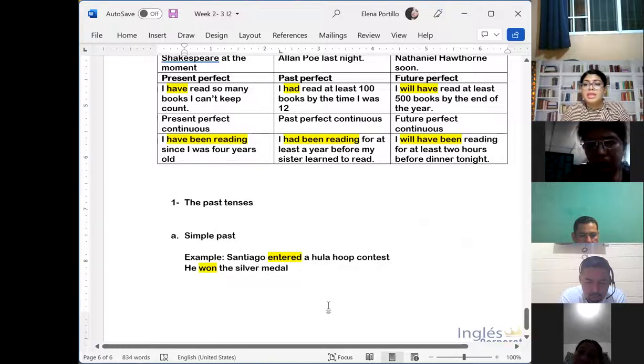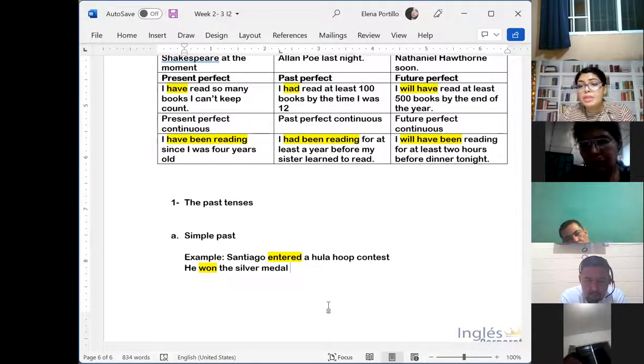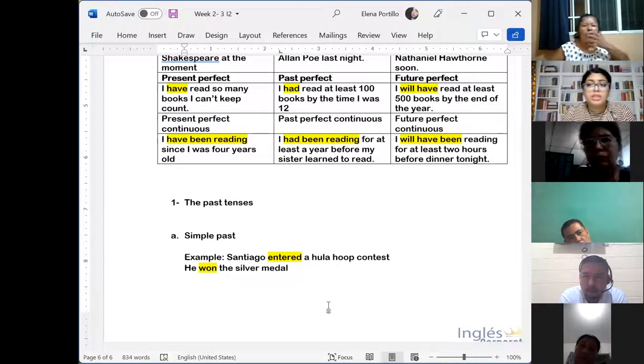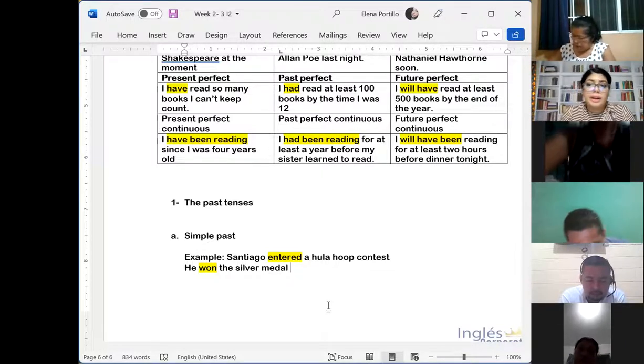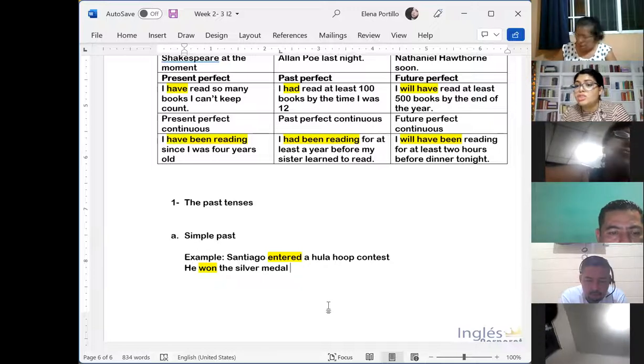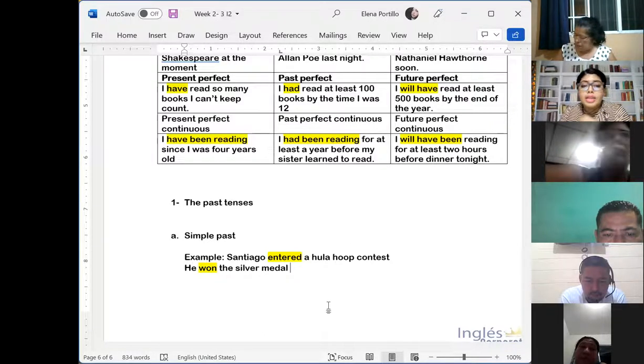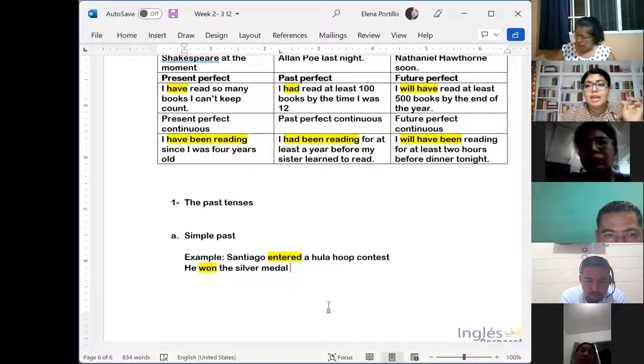So we have two things here. We have regular and irregular verbs. Tenemos los verbos regulares y los irregulares that we have studied before, that we have in the regular ones that they don't change as much their structure, but in the irregular ones, we change the structure of the verb. So in the first case, Santiago entered a hula hoop contest is a regular verb. And in the second one, he won the silver medal is a irregular verb because it changed the form of the verb.